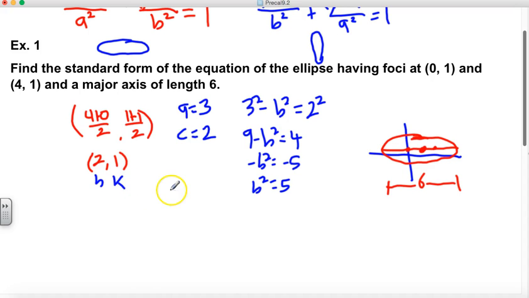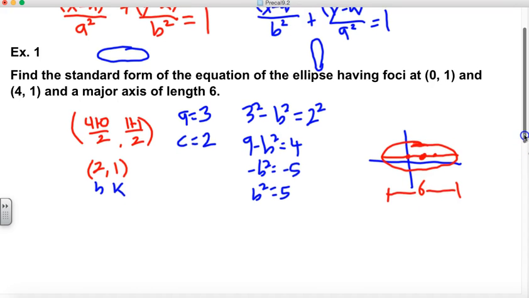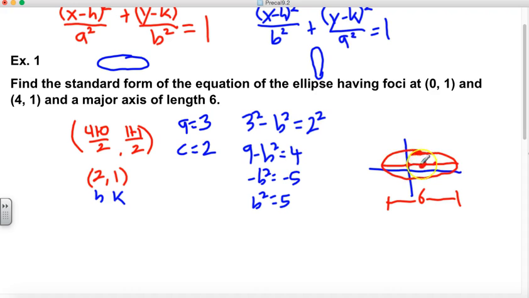We're going to have, and pay attention to where A is. A is going to go under the X, right? Because this is a horizontal ellipse. So I've got to make sure I put the biggest number, which of course is A, under X minus H squared.